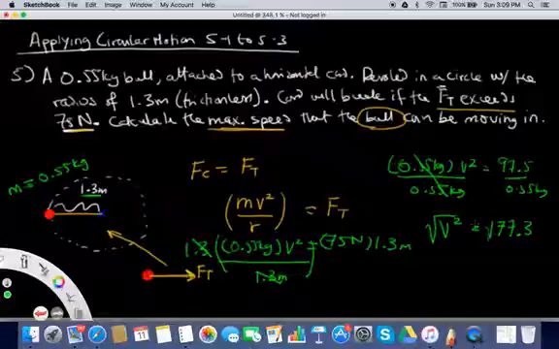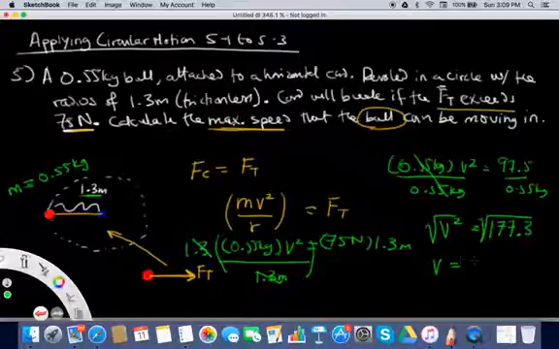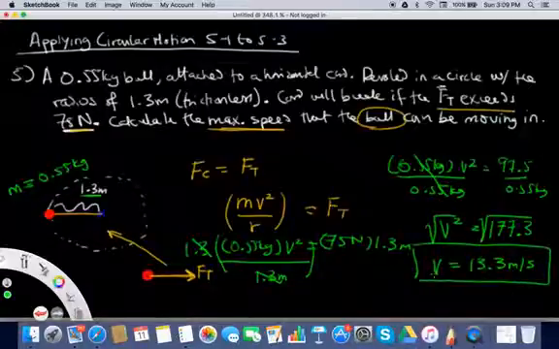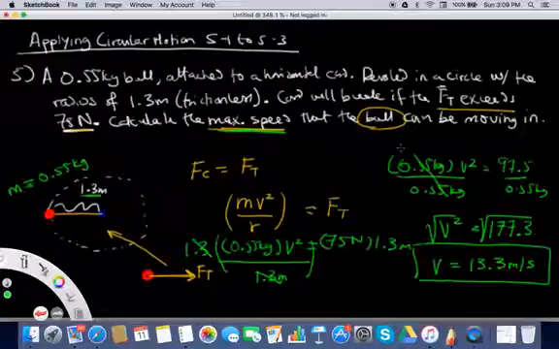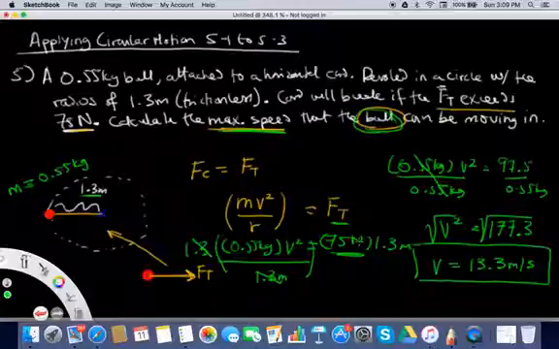Now we have to take the square root of both sides so we can get velocity by itself. Our velocity is the square root of 177.3, which is 13.3 meters per second. So this 13.3 meters per second will be the maximum speed at which the ball can be moving without the cord breaking, because we took into consideration that 75 newtons is the maximum tension force for which the cord won't break.